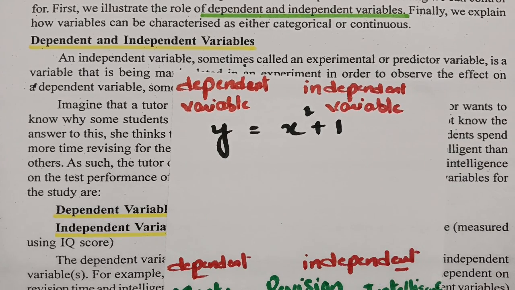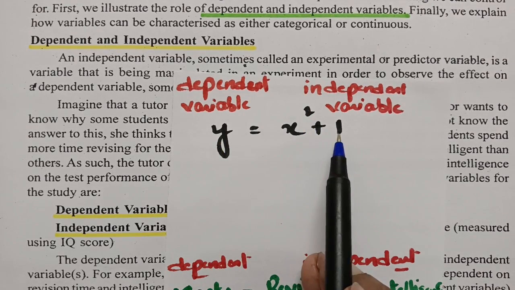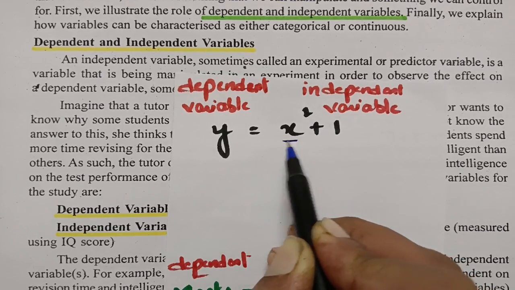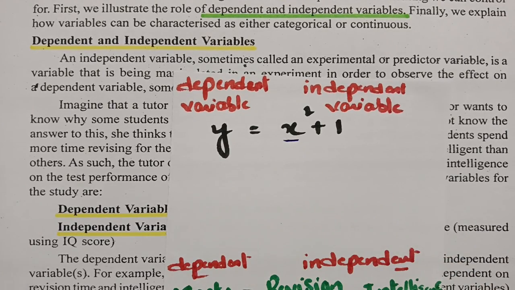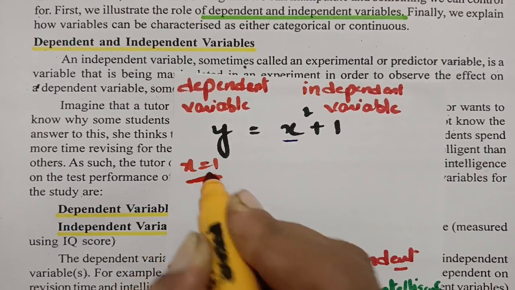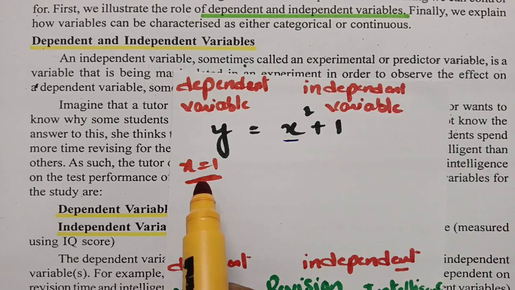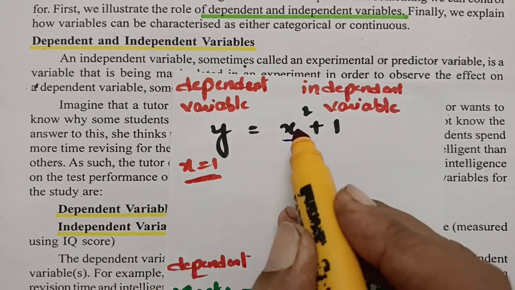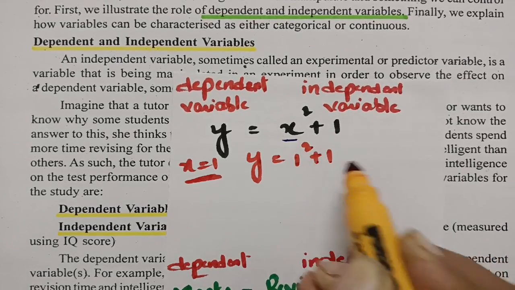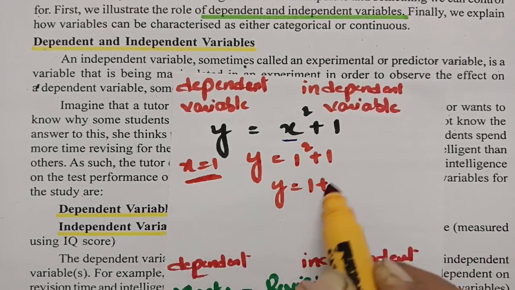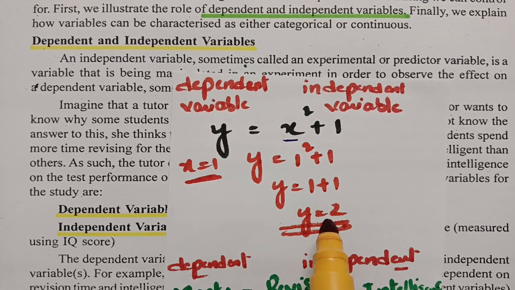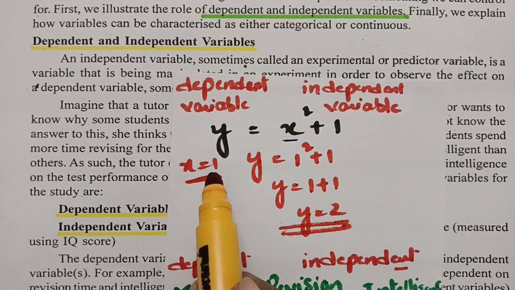See here, y is equal to x square plus 1. So here x value is an independent variable. So x doesn't depend on any value. If you keep x equal to 1, this is an individual value throughout the equation. So if you keep x equal to 1, see here, y value depends on the x value. So y is equal to 1 plus 1, y is equal to 2. So we got the value of 2 after keeping the value of x equal to 1.